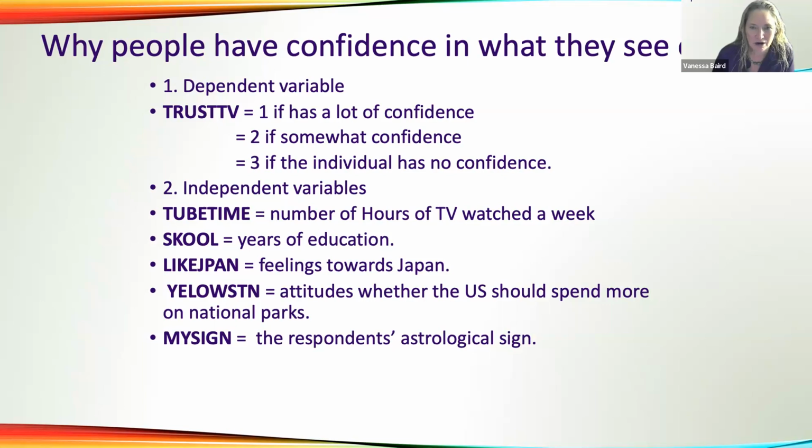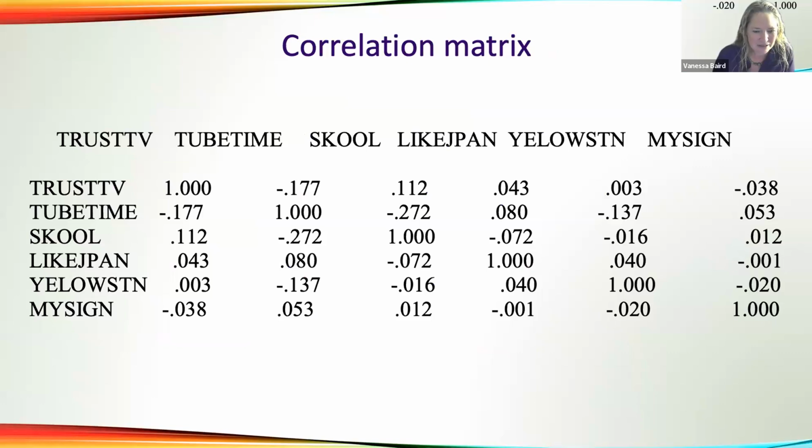These three variables are idiotic. It's hilarious because the GSS always asks everybody their sign, I think for the purposes of saying this is not associated with anything. All right, so some correlations between them. Notably, the amount of time you spend on TV is negatively correlated with trust in TV, which is kind of fun. School is positive, and these three, as you might guess, are basically 0.